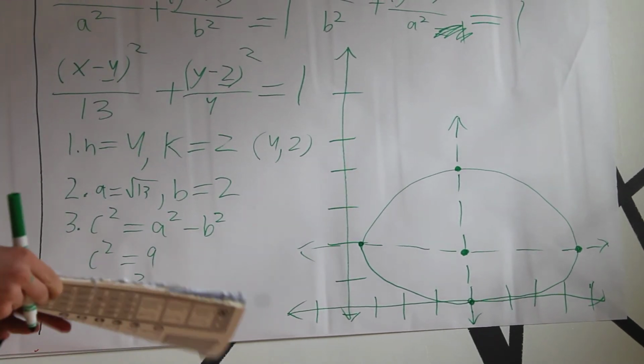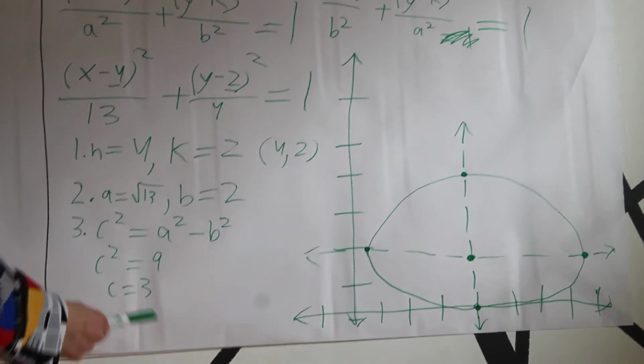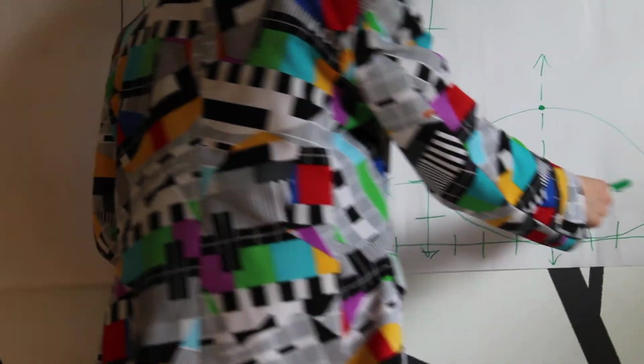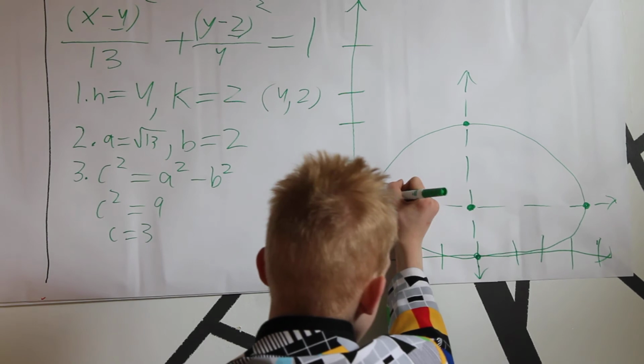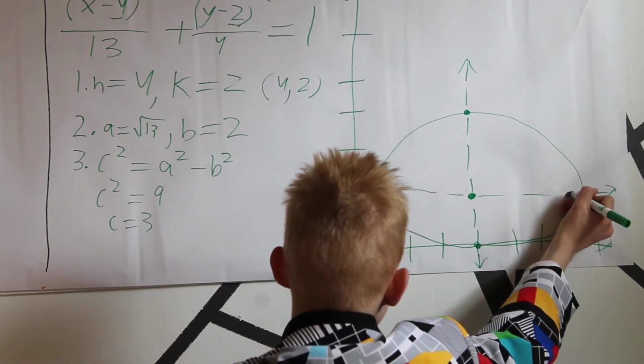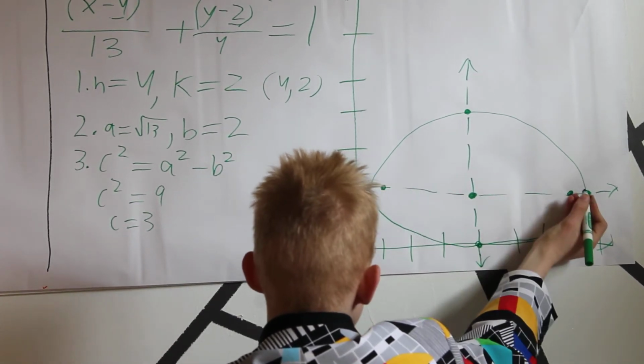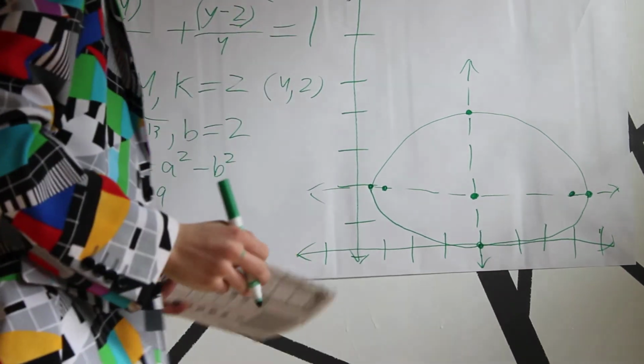Alright, now the next one is you want to get our foci. So we're going to count 3 points from the center towards the outer points here and here. So I'll go 1, 2, 3. One is right here, 1, 2, 3. The other is right here. These are our focus points, this one and this one. And there you go, that is our graph.